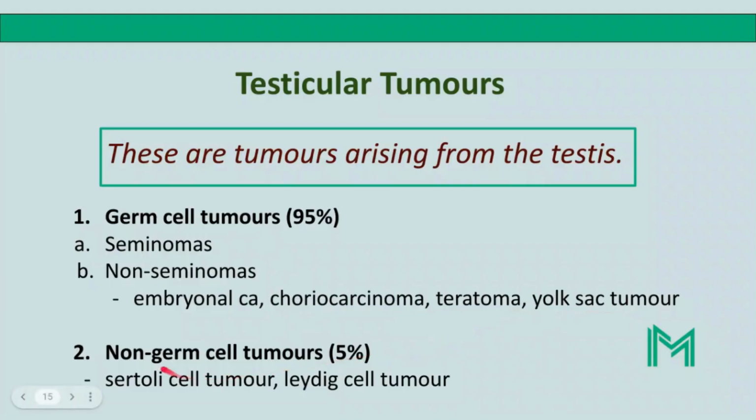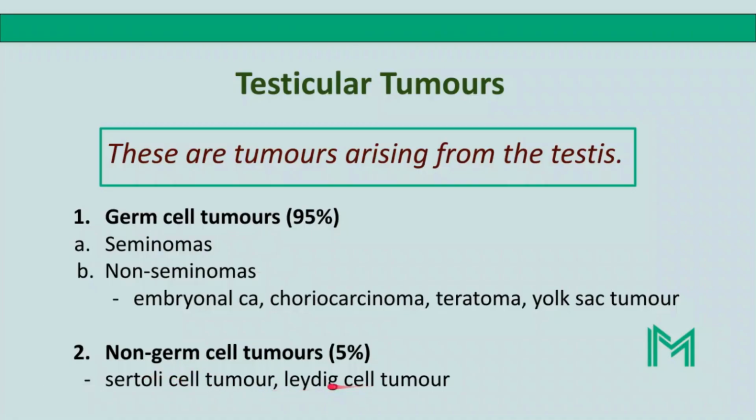Then we come to the non-germ cell tumors, which are in the minority. We can have the Sertoli cell tumor and the Leydig cell tumor. Remember, the Sertoli cells are the cells responsible for providing nutrients for the growing, differentiating, or maturing sperm cell. So a Sertoli cell tumor is a tumor arising from the Sertoli cells.